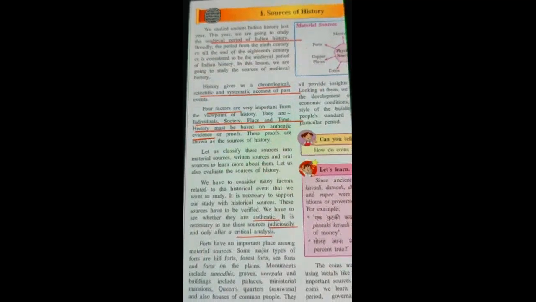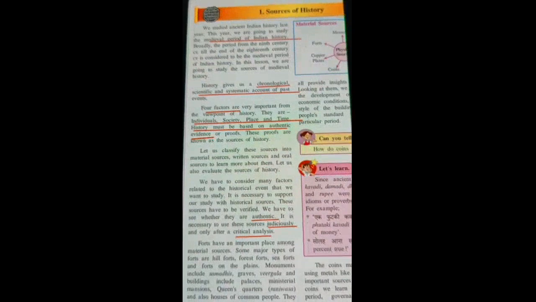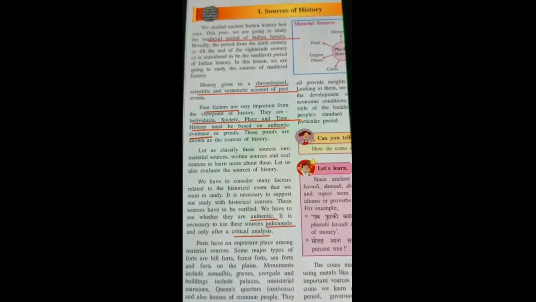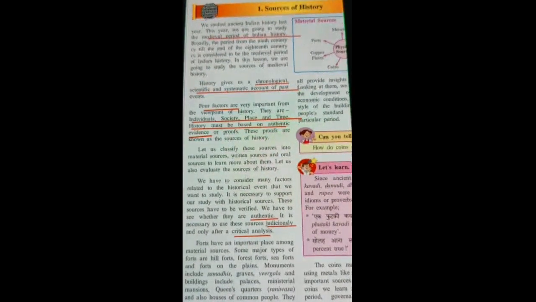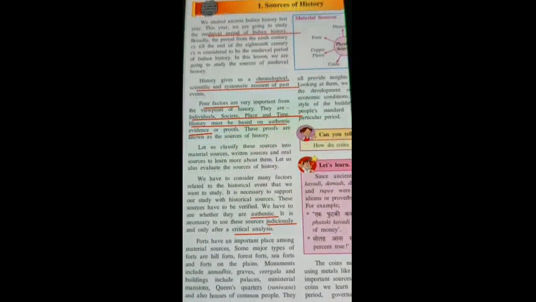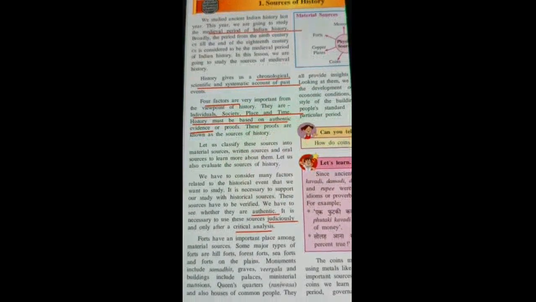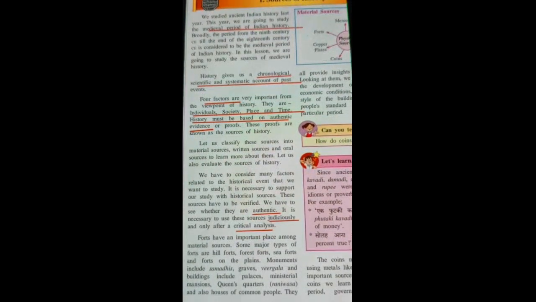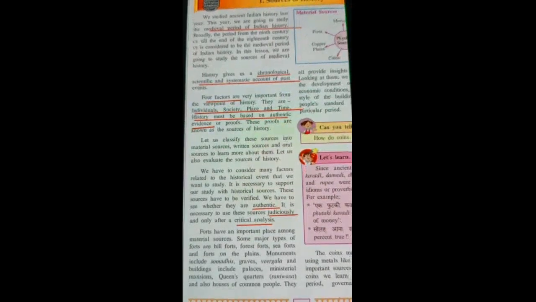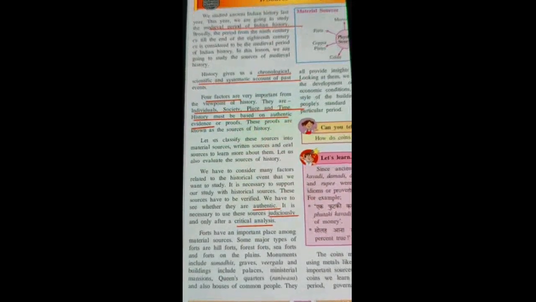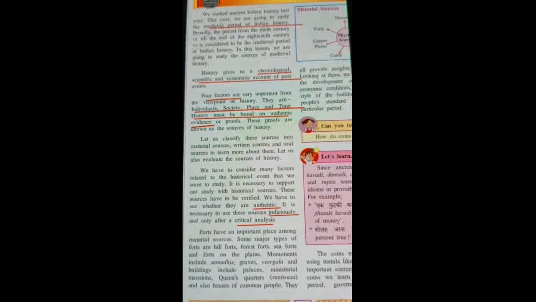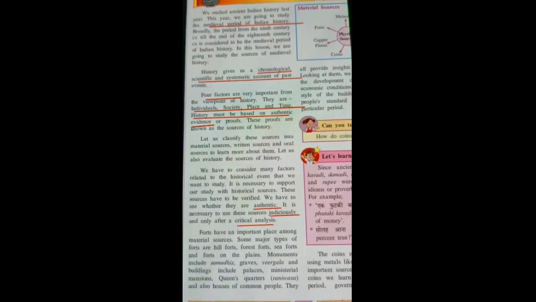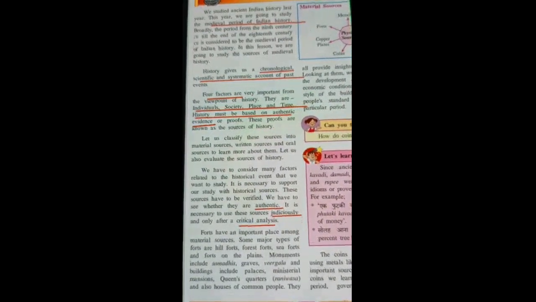Last year, you all had studied about the ancient Indian history. This year, we are going to study about the medieval period of Indian history, the period from the 9th century till the end of the 18th century CE. The full form is Common Era.